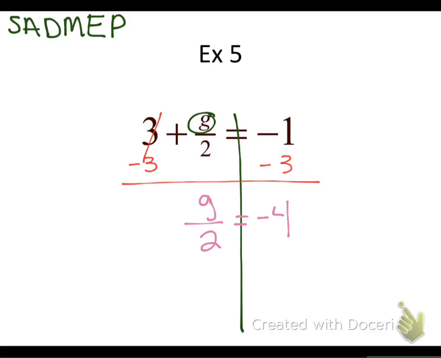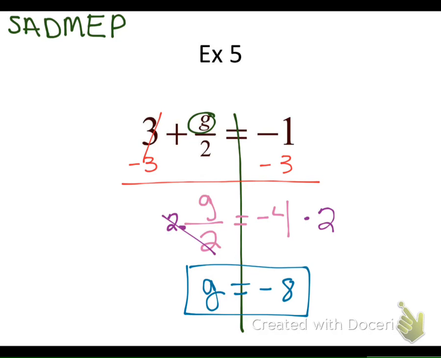So how do I get the G by itself? Multiply by 2, whatever I do to one side. Come on, you haven't finished the problem. So what? After you multiply, you don't get negative 8. Why do I get a negative 8? Because it's a negative 4 on the right side. Correct.